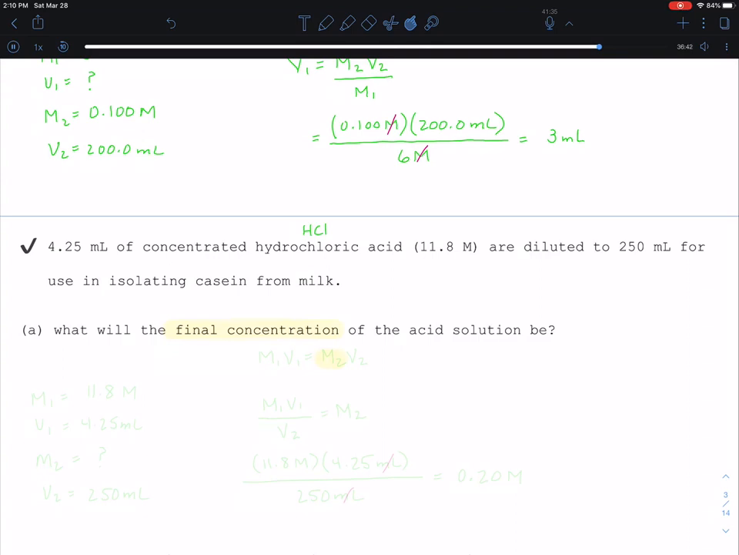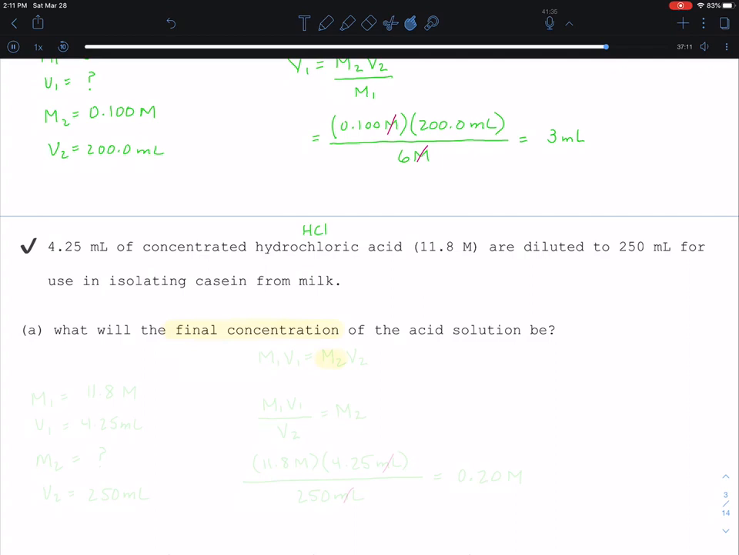Hydrochloric acid, on the other hand, is an aqueous solution of hydrogen chloride dissolved in water. And so that's where you have to have this concentration, right? It is 11.8 molar. We're going to take 4.25 milliliters of it, and we're going to dilute it to 250 mils for use in isolating casein from milk. Casein is the protein in milk. Anyways, so what we're going to do here is calculate the final concentration of the acid solution.